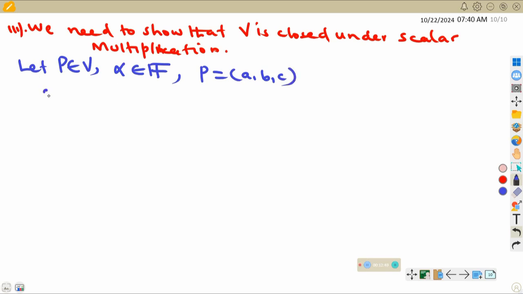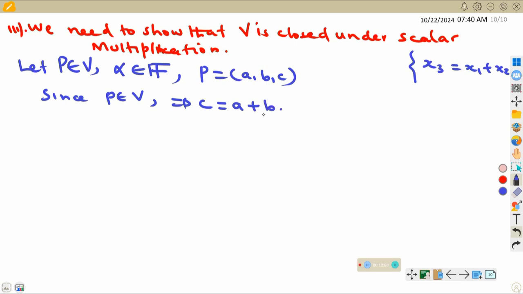Now we shall say, since P is an element of V, it implies P satisfies the given condition that x3 is the same as x1 plus x2. But what is your x3 for this case? It is C. Your x1 is A, and your x2 is B. So this holds.